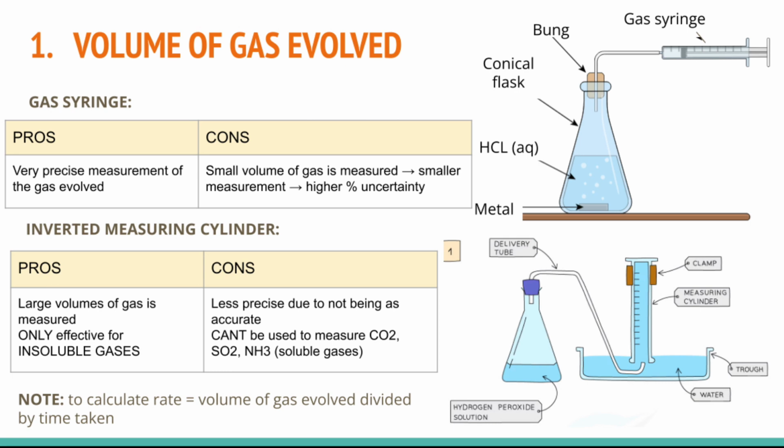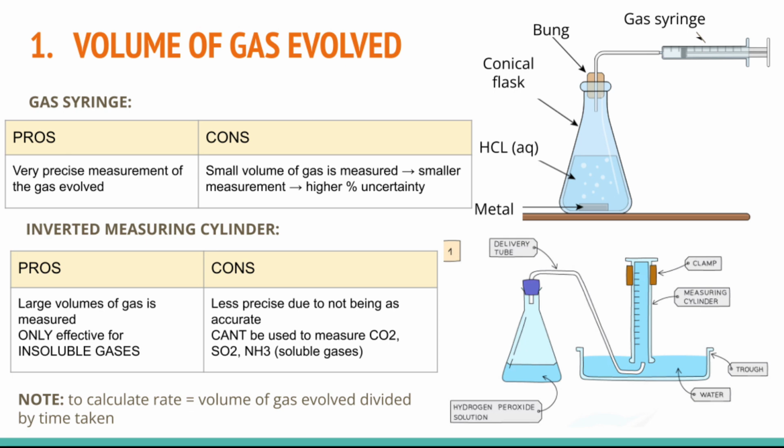However, for the inverted measuring cylinder, the pro is that large volumes of gas can be measured, but this is only effective for insoluble gases. For example, it cannot be used to measure carbon dioxide, sulfur dioxide, and ammonia. These are soluble gases. Another reason why it's a disadvantage compared to the gas syringe is that it gives less precise measurements, due to a measuring cylinder not being as accurate as a gas syringe.